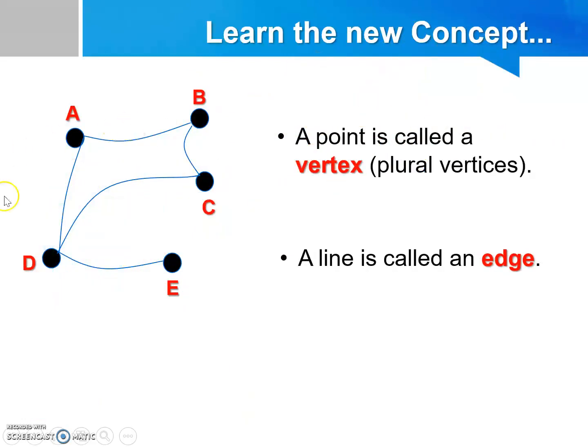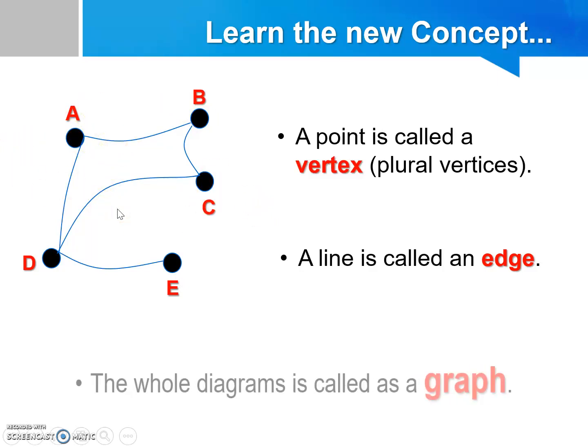As we can see from the diagram on the left, there are points A, B, C, D, and E. A point is also called a vertex or a node, where there are lines to connect or link all these points together. The line can also be known as the edge. So, we can call the whole diagram a network or a graph.